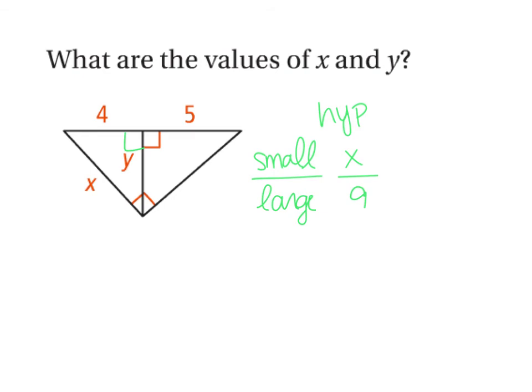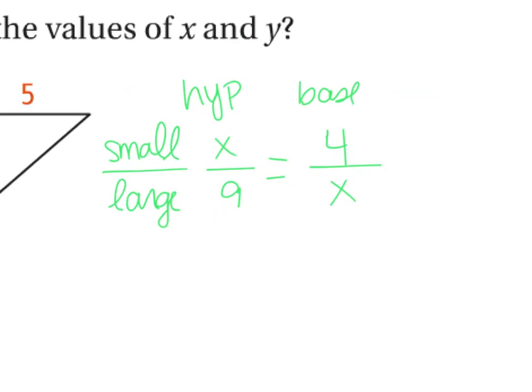Okay, so what else do they give you on this? Well, they give you the base of this small triangle. So we're going to have to talk about bases next. So the base of the small triangle is 4. Do they give you the base of the big one? Yes, they do. It's right here. It is x. So that's going to be an x. Okay, so now we have our proportion set up.